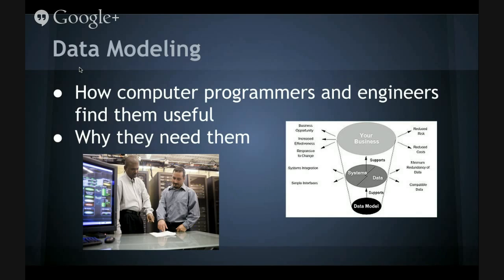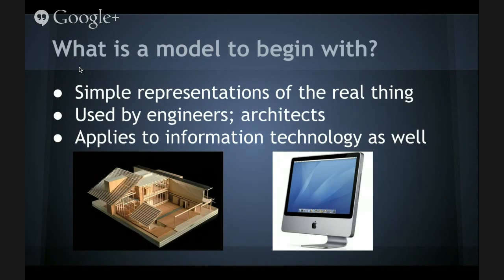So the first thing is data modeling. What essentially is data modeling? How do computer programmers and engineers find them useful? And why do we need them in the first place? What is a data model? You see a diagram on the right-hand side. What is a data model to begin with? Before we delve into the details of that, we have to start with what a model is in the first place.